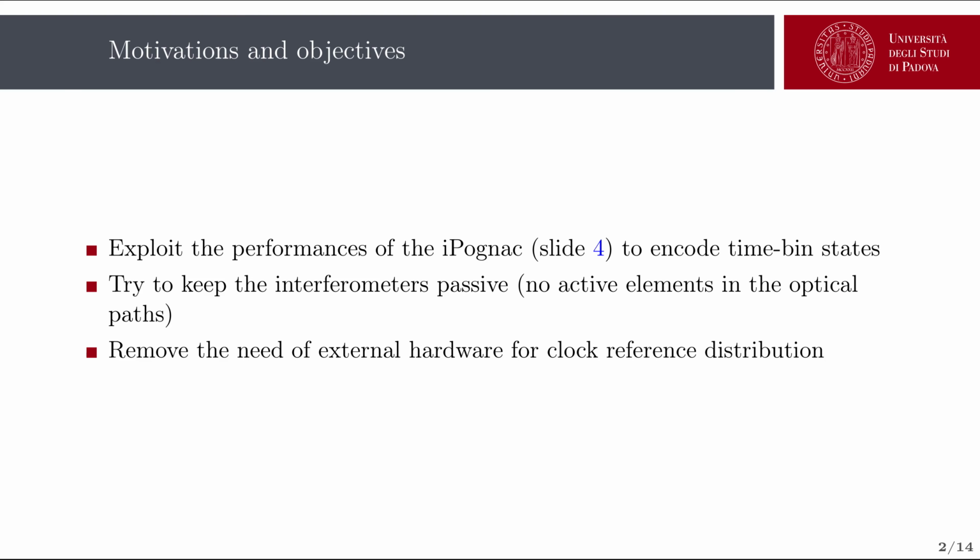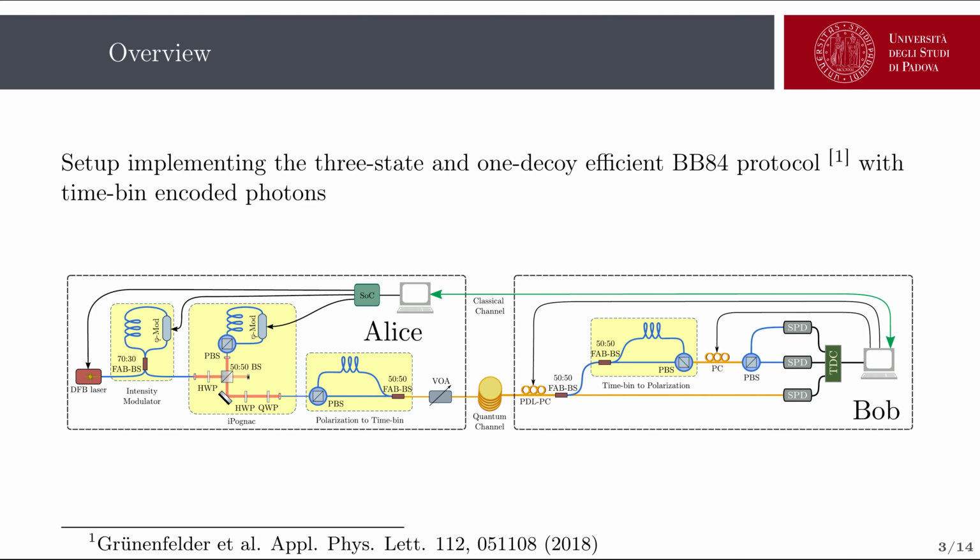In this work, we wanted to use the Hyponiac, that is a polarization encoder, to generate time-bin states. Also, we wanted to try to keep the two needed interferometers totally passive, so removing all active elements from the optical paths. Also, we wanted to remove the need of external hardware for clock distribution between the two hosts. This is the overview of the setup.